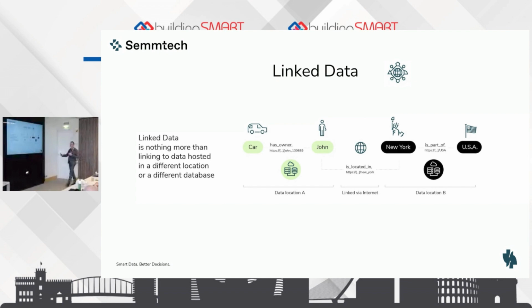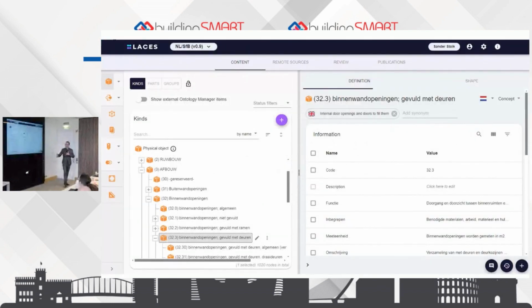So for instance, if I have an SFB system and I have a reference to IFC in my data source, and I also take the source from IFC, I can see, okay, I have an IFC wall connected to an outer wall, and I find the IFC wall, so I know those two are connected. That's what linked data will do for you.